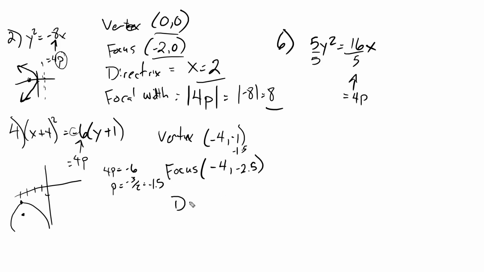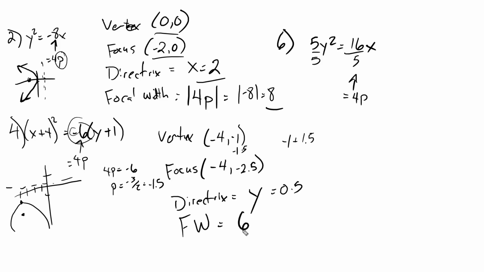The directrix is again going to be a horizontal line because this is opening down, opening vertically. So it's y equals, and I'm going to add 1.5 to negative 1. So it's going to be negative 1 plus 1.5, go the opposite direction. That would be 0.5. Okay, that is your directrix. And I already mentioned that the focal width is the absolute value of this number right here. So I'm just going to do FW is equal to.